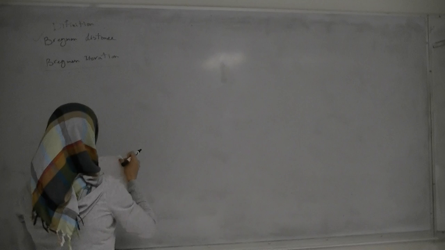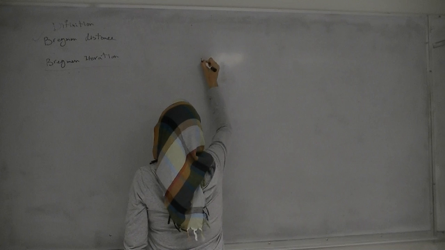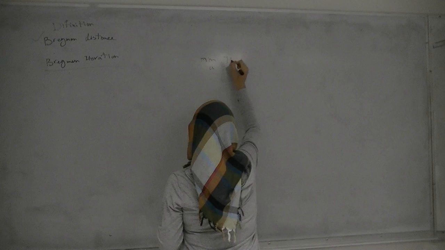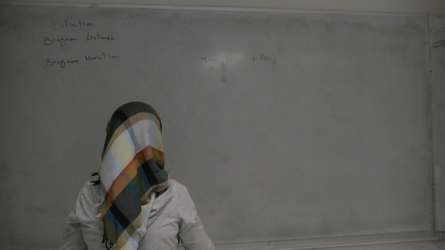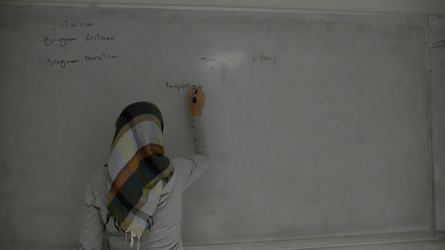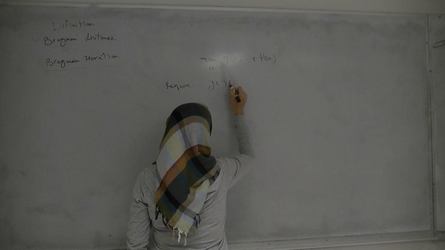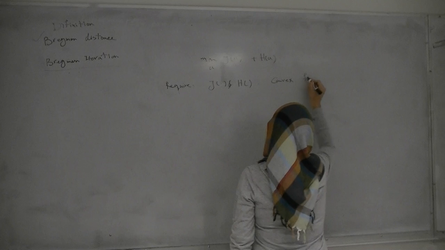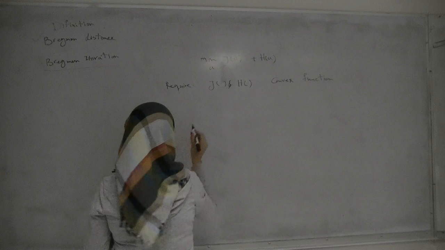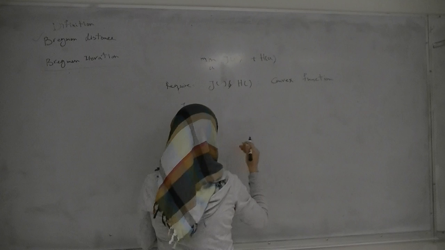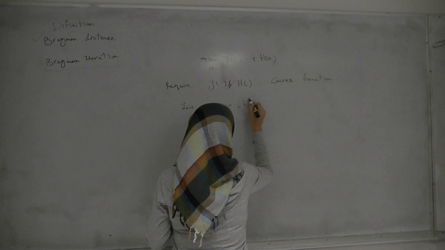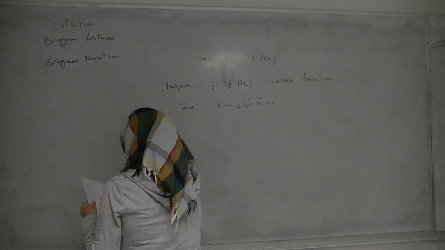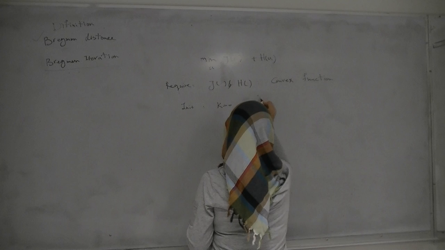Apply the Bregman iteration on this and we want to solve this one. The required thing is that the G started from zero, V0, and U0 is equal to zero. Okay, good. So P0, and U0 is equal to zero.